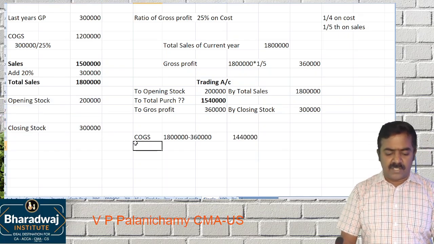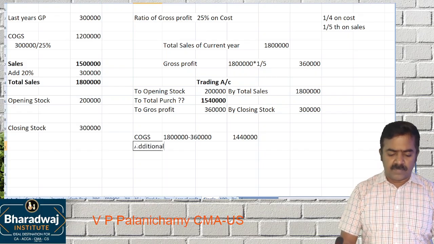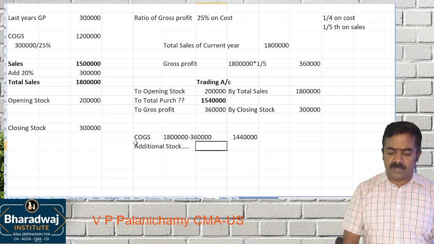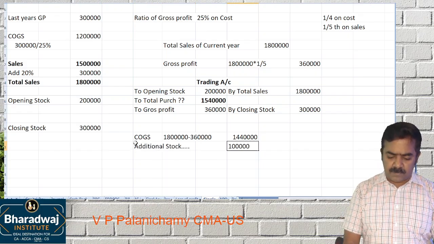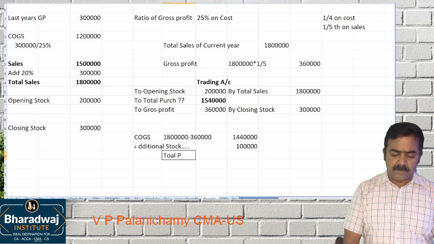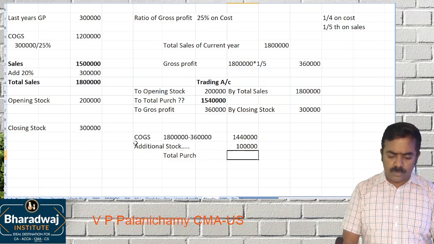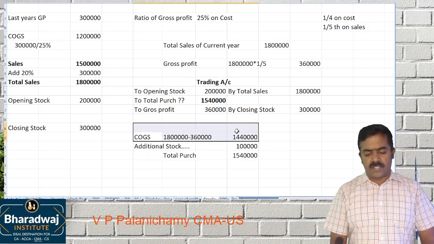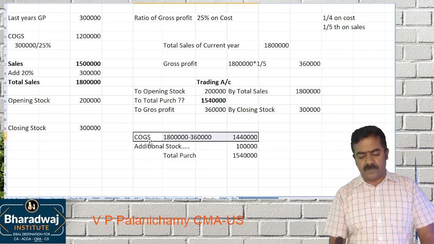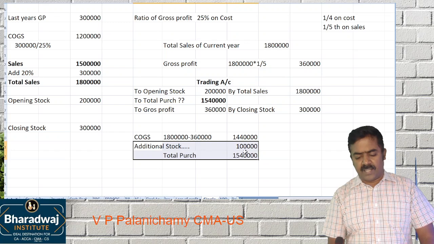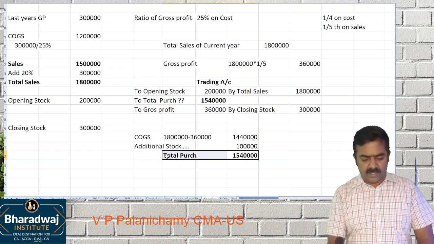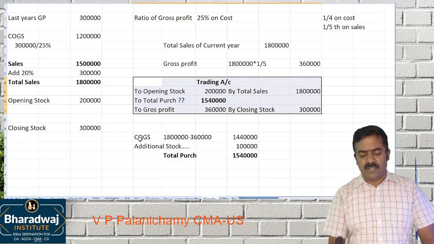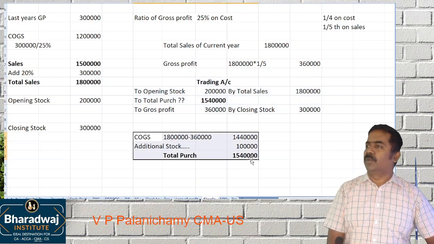Now, additional stock you will add. How can additional stock be added without purchase? We would have purchased 1 lakh more. So total purchases will be 15 lakh 40,000. I repeat, cost of goods sold is sales minus gross profit. Add the additional stock of 1 lakh, and the total purchases come. You can work it out like this too. Instead of doing the full trading account, you can shortcut and work it out like this.